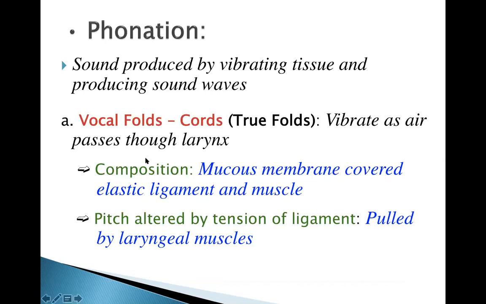the resonating chambers of your paranasal sinuses will all affect which sounds will be produced. All right, so the composition of the vocal folds are really a very thin mucous membrane that will cover them, and they're going to be made up of an elastic ligament and some smooth muscle. And then we have the pitch that gets altered by the tension of a ligament. And what we're going to do is we're going to use laryngeal muscles. Again, these are going to be skeletal muscles that we use to change the pitch of the sounds that we produce by tensing or relaxing the tension on those vocal folds.